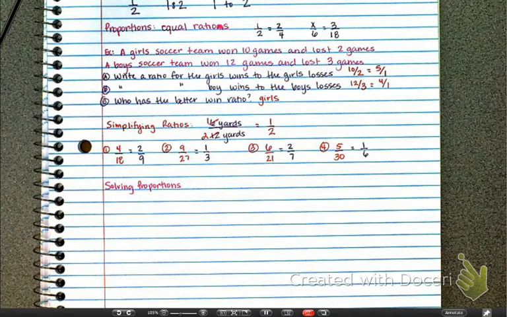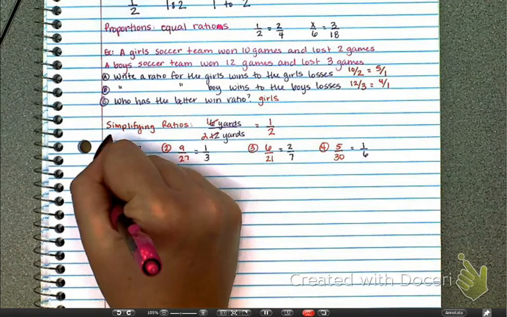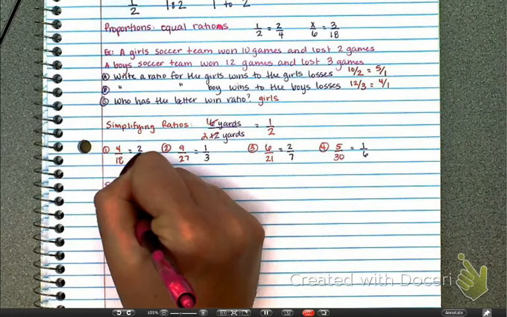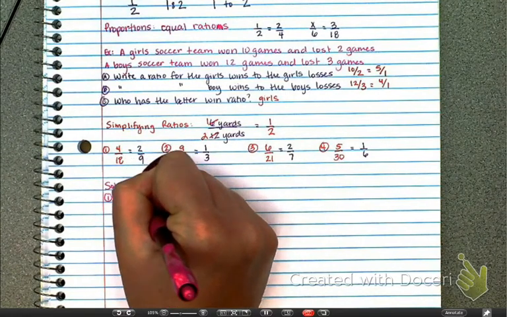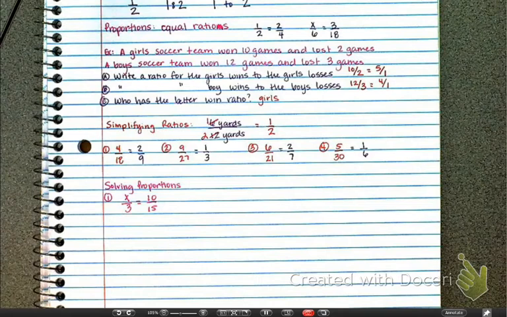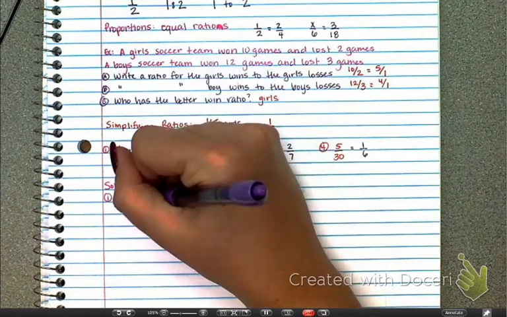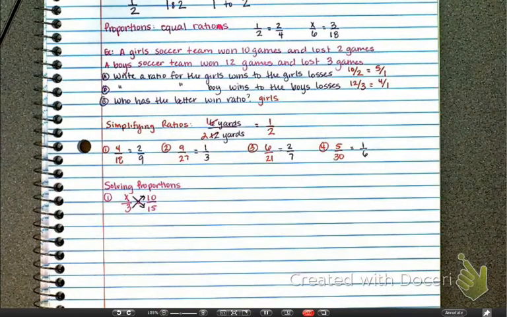We're going to do this first one together. So x over 3 equals 10/15. When I told you what a proportion was, a lot of you said we need to cross multiply. When we say cross multiply, you are literally multiplying at a diagonal. As long as it's a ratio equal to a ratio, you're able to cross multiply.